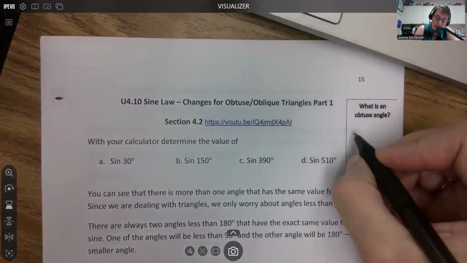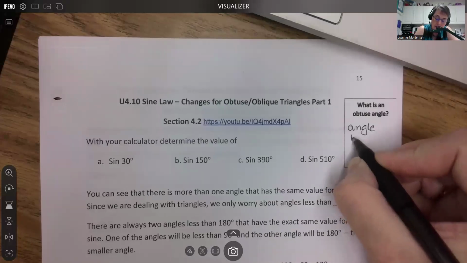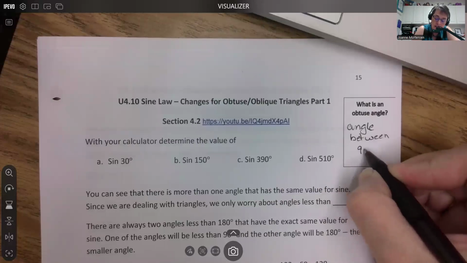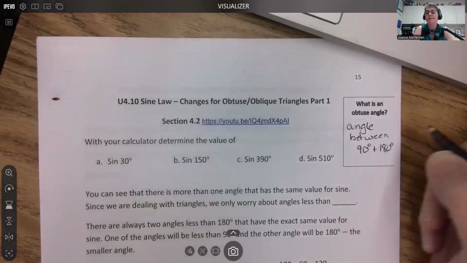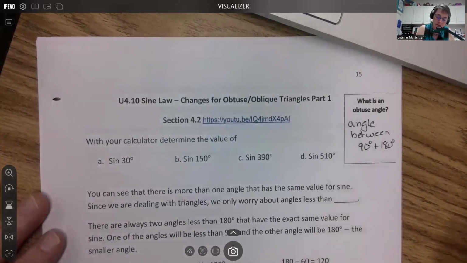Obtuse just means an angle between 90 and 180 degrees. I always think of them as like a laid back angle, right? Anyway, we're going to get there. Just hold on.